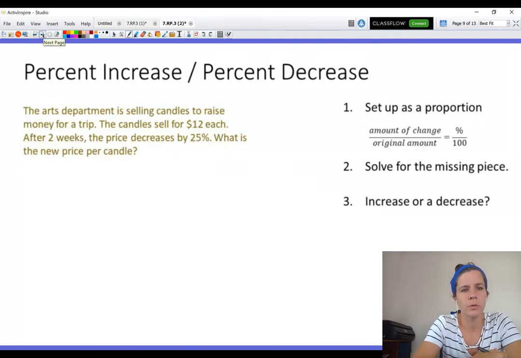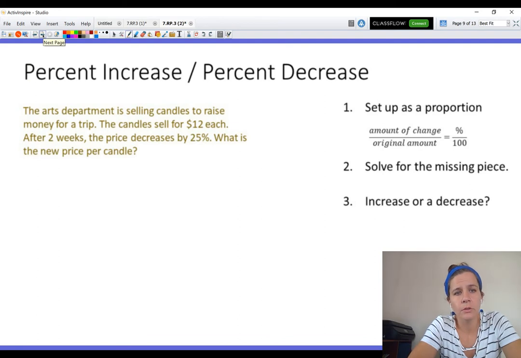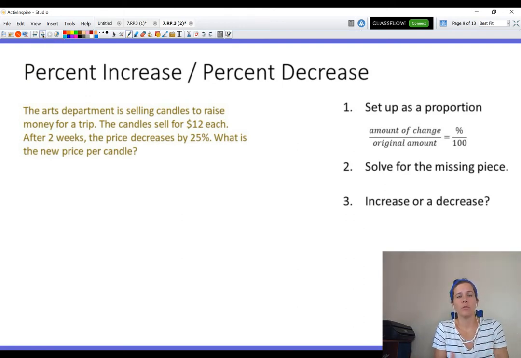Okay, let's look at another one. The arts department is selling candles to raise money for a trip. The candles sell for $12 each. After 2 weeks, the price decreases by 25%. What's the new price of the candle?